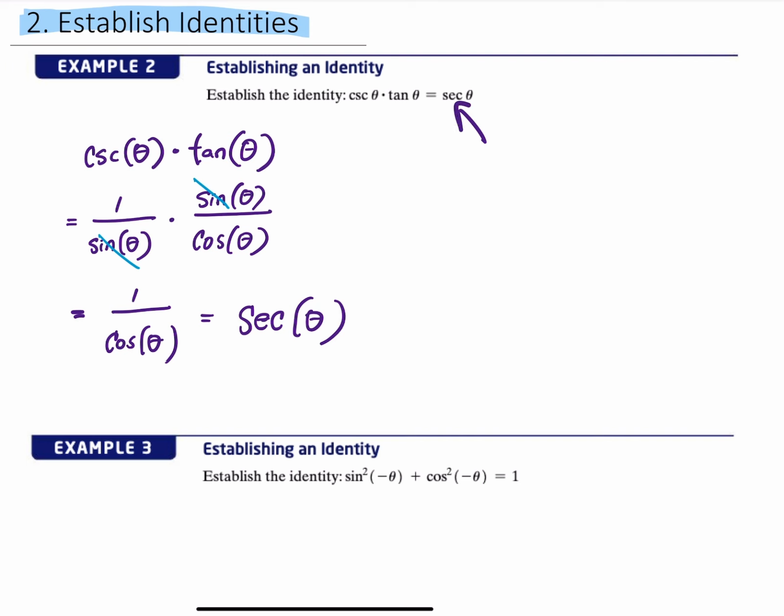And notice that's what we wanted. We wanted to take the left side and convert it to the secant. So at that point, it's like we've just completed a proof. We've shown that the left-hand side is equal to the right-hand side. So that's what they mean by establishing this identity. Just show that one side can be changed into the other side. So what did we do here? We converted to sines and cosines.